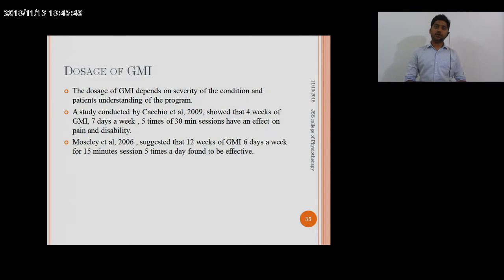So the dosage of graded motor imagery is very important in this. Some studies have shown that 5 or 10 minutes of therapy has no effect on cortical reorganization. Ultimately there are some studies which have given proper guidelines that we can use to have cortical reorganization. A study conducted by Kachuka et al. 2009 showed that 4 weeks of graded motor imagery, 7 days a week, 5 times of 30-minute sessions, have an effect on pain and disability. Means in this study they showed that 5 into 30 is 150 minutes, which is the time a person has to be given per day, 7 days a week for 4 weeks, to have their pain and disability reduced.